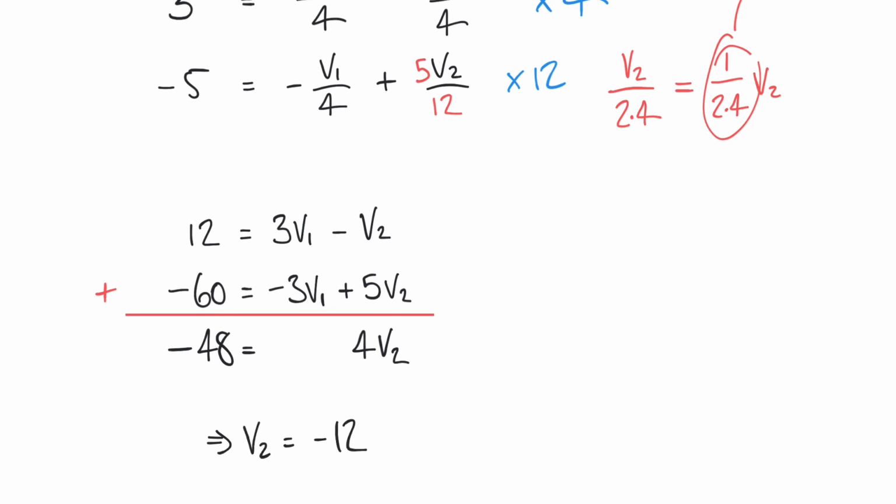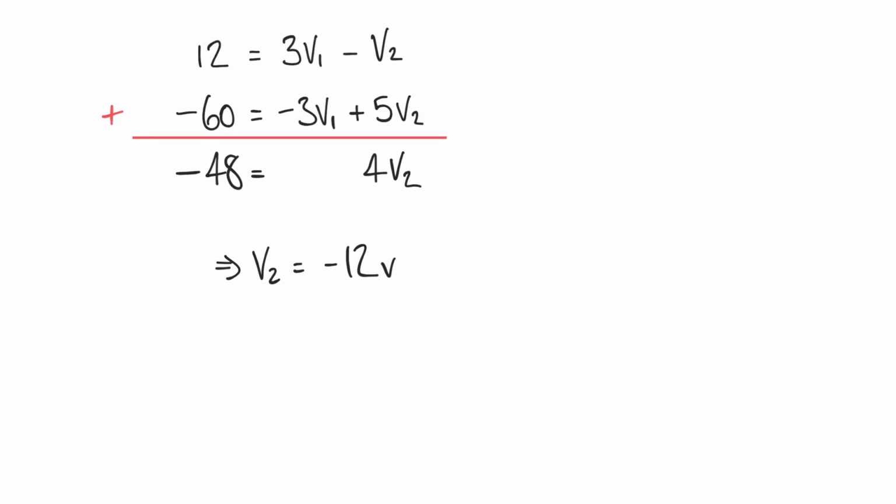Now that we know v2, we can substitute that into either of these first 2 equations. Let's just take the first one. It doesn't really matter, but it allows us to find v1. And so now, rather than writing 12 equals 3v1 minus v2, I'm going to write 12 equals 3v1 minus minus 12, because I know the value of v2 now.